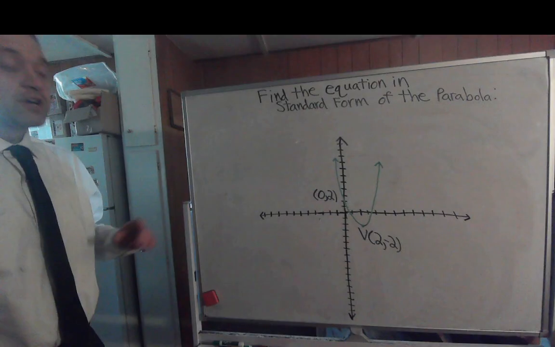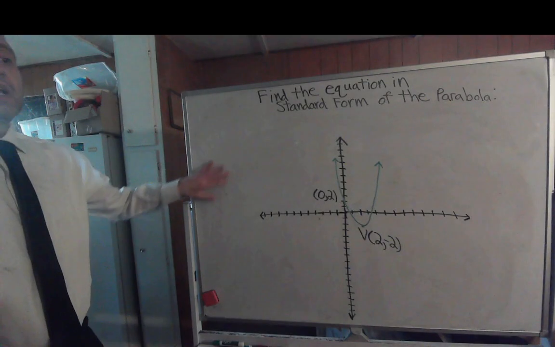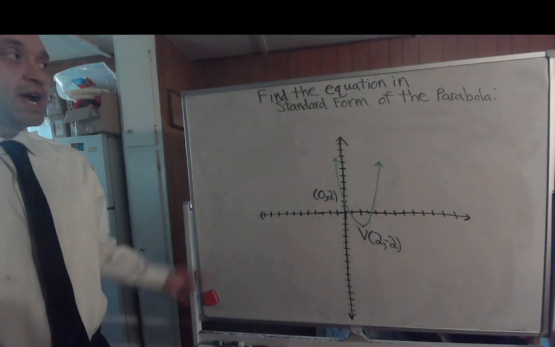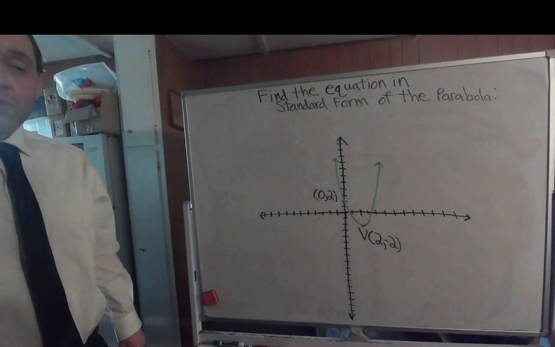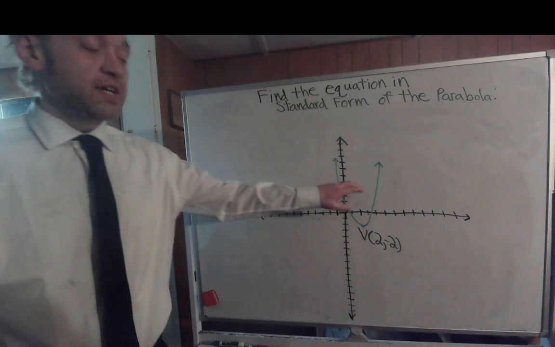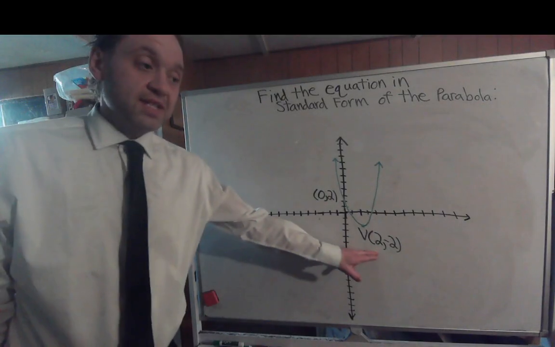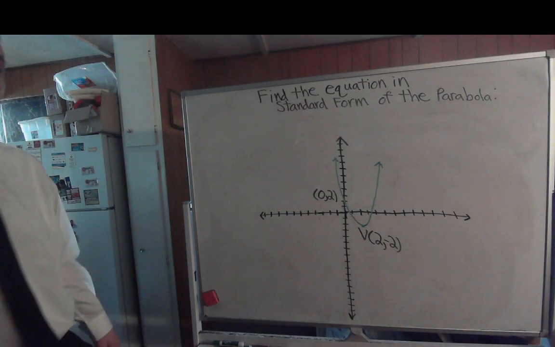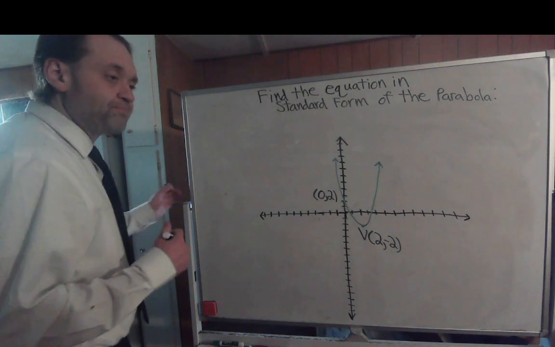So today we're going to talk about modeling with quadratic equations. What this really is, you're going to be given some parabolas with certain characteristics and you have to find the equation. So we're going to find the equation in standard form of the given parabola. We have a parabola with a vertex at (2, -2), and it passes through the point (0, 2). Well, what are some helpful things to remember?